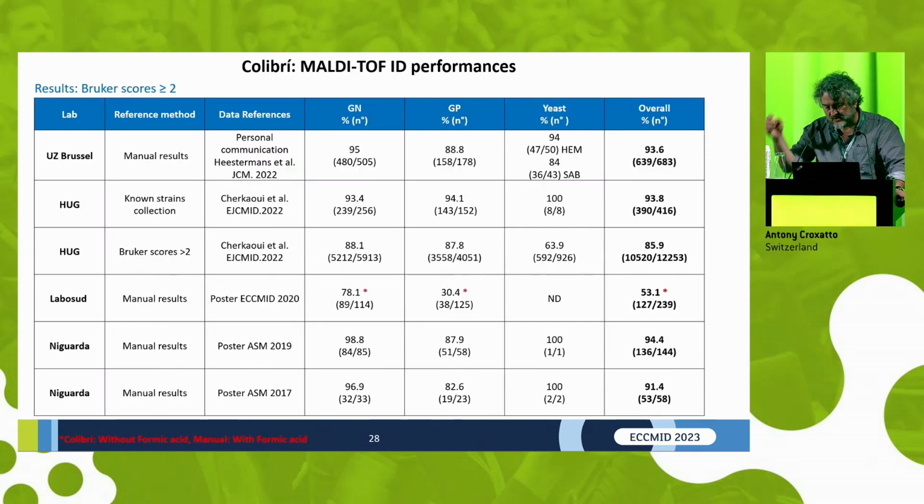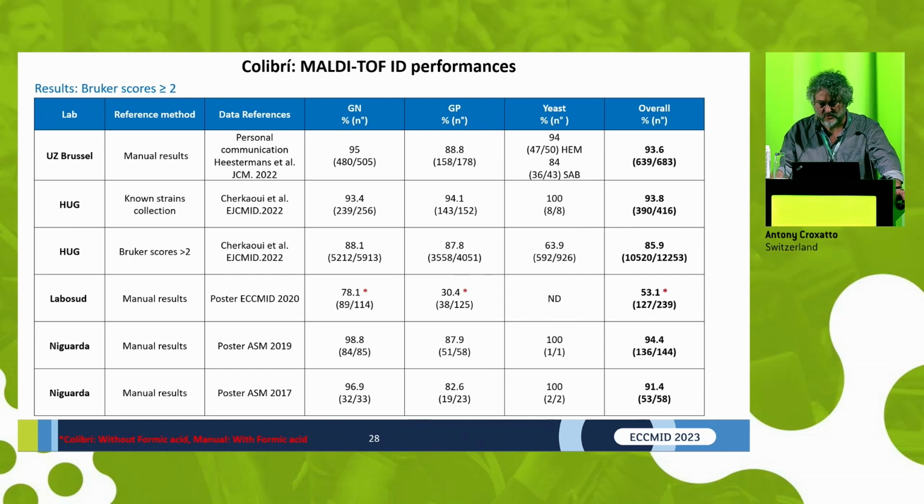That's the result they got for identification. And you can see that for most of the labs, for gram-negative bugs, they got an identification rate with a Bruker score above 2, above 90%, sorry. Gram-positive between 80 and 90% for most of them. Yeast, pretty good identification score as well. Except one lab, Labo Sud, which had a little reduced performance, but pay attention that for this evaluation, formic acid was used with the manual preparation, but not with the Colibri, which of course can introduce a bias in the performance they obtained.